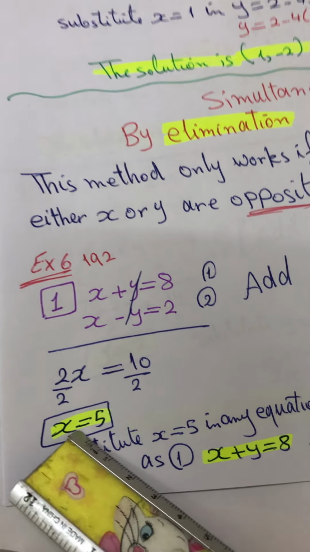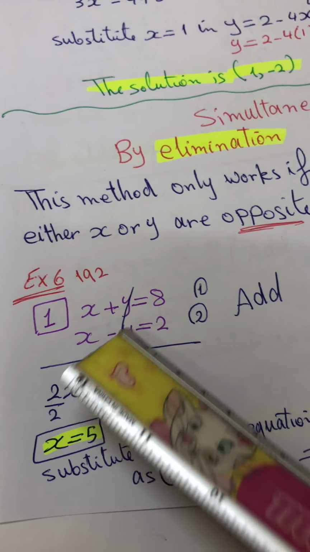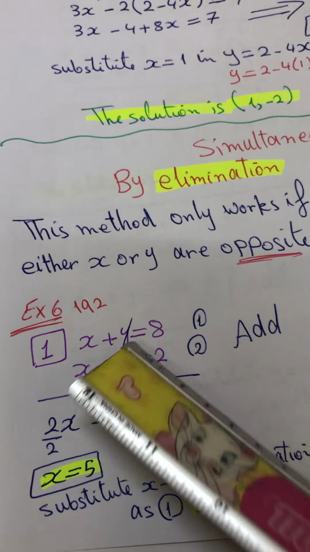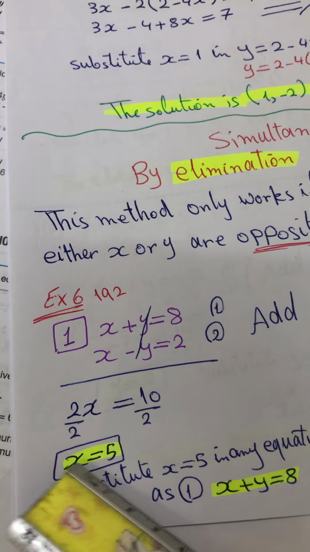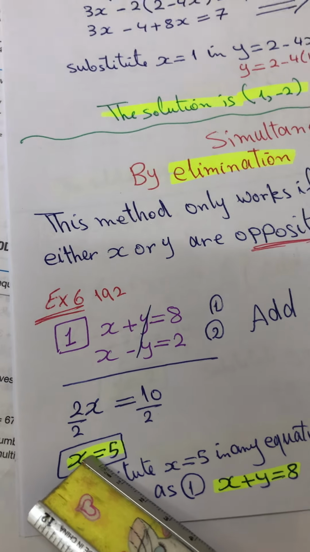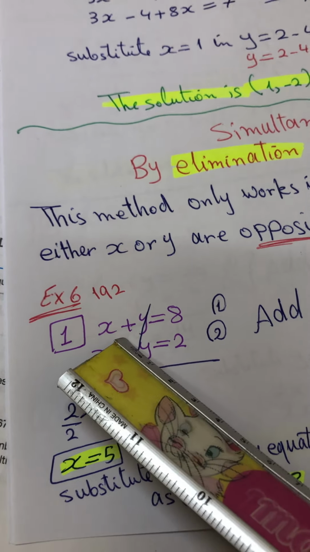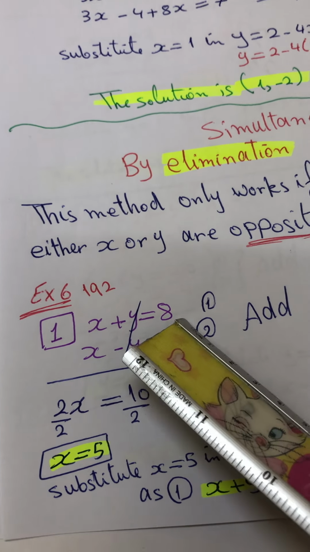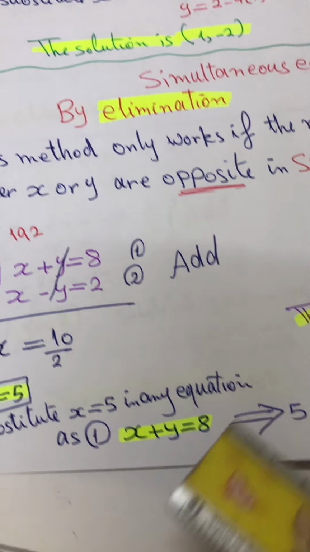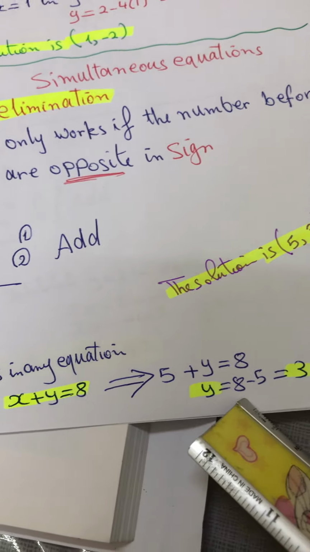Nice. I have now x, so in any equation you want, you can substitute the value of x, which is 5, and get the value of y. Like this, for example, we say 5 plus y equal 8. So y equal what? y equal, as you see, 3.